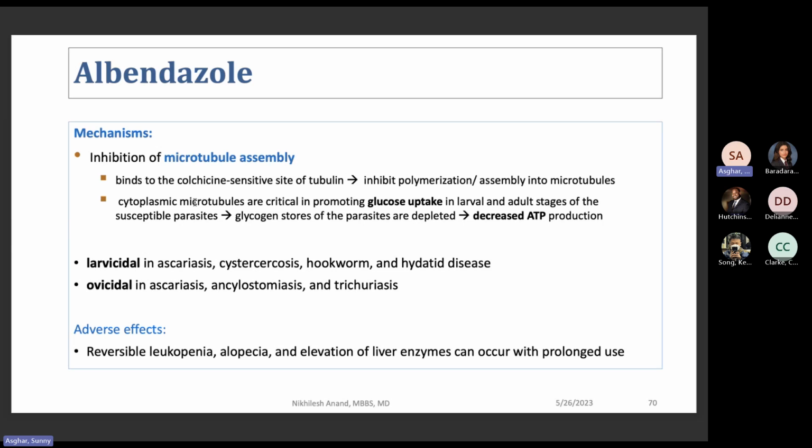If you understand that it's stopping microtubule assembly, then you know that because of that you're not having any glucose uptake. And they can sometimes throw a question where they say decreased ATP, and glucose uptake has also decreased.